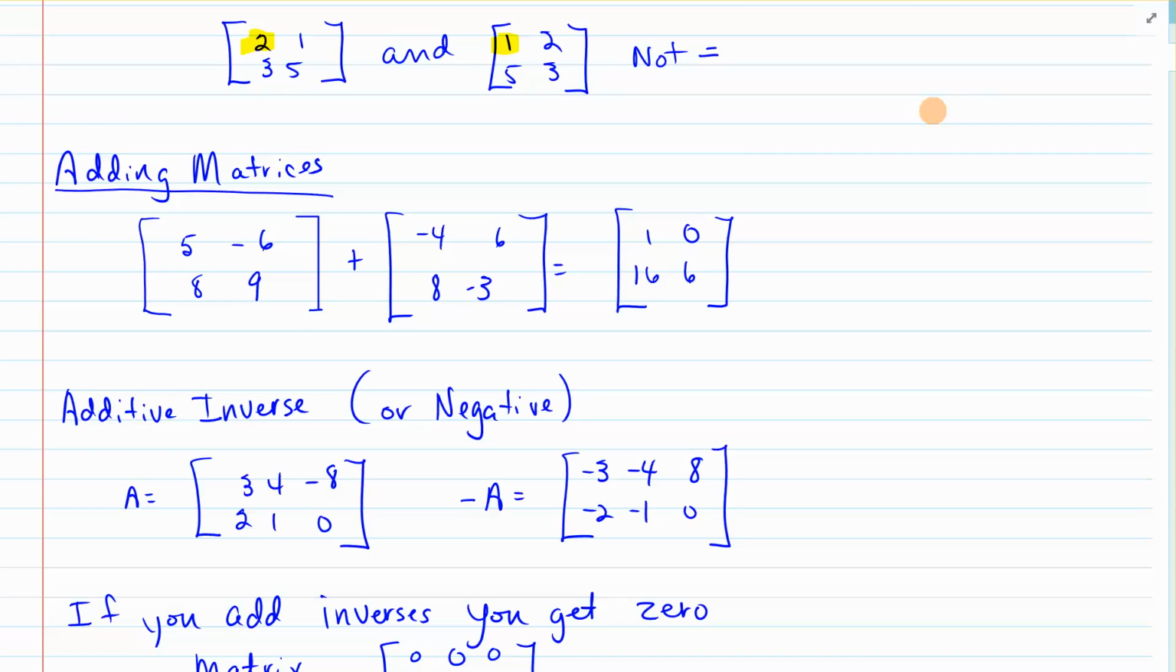When you're adding matrices, you could do it on the calculator, but sometimes it's just as quick to do it by hand as it is to take time to put it in the calculator. So you add the specific positions. If we add 5 and -4, we get +1, and that is our new entry in the sum. This is going to be that. -6 plus 6 is 0. 8 plus 8 is 16. 9 minus 3 is 6. So that's how it will go when you're adding.